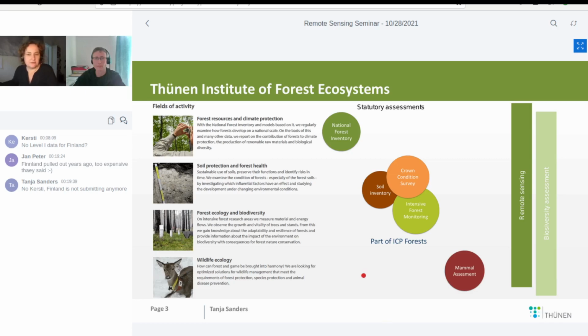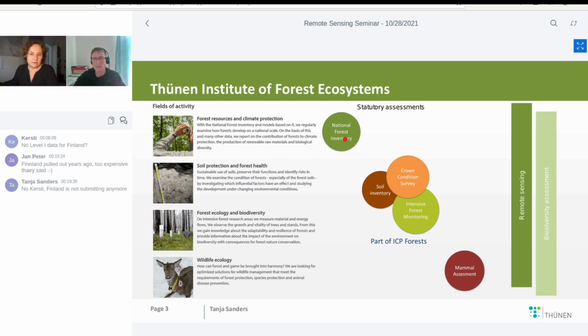Our institute is the Institute of Forest Ecosystems, and we have four fields of activity. One is the work on forest resources and climate protection. The second one, soil protection and forest health. The third one is forest ecology and biodiversity. That's the one I'm head of. And the fourth is the one on wildlife ecology.